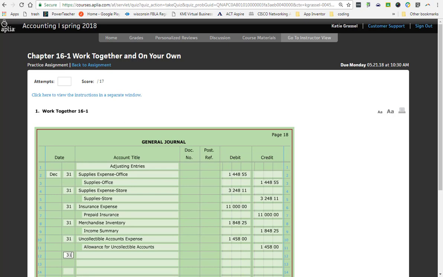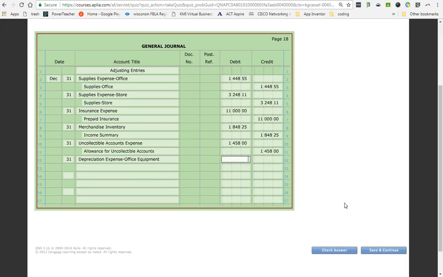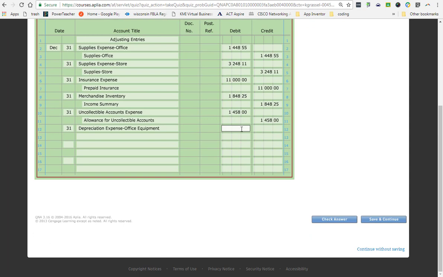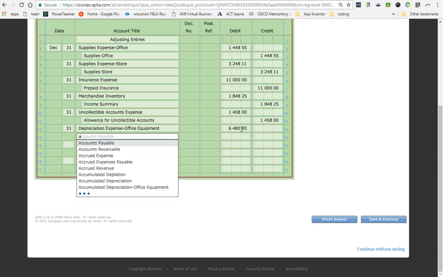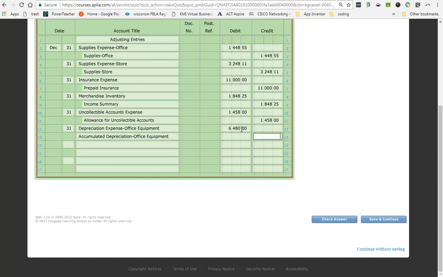So letter F you will find is going to be your depreciation. So you're going to do depreciation expense for office equipment for $6,480. Then you will credit accumulated depreciation office equipment for the same amount.